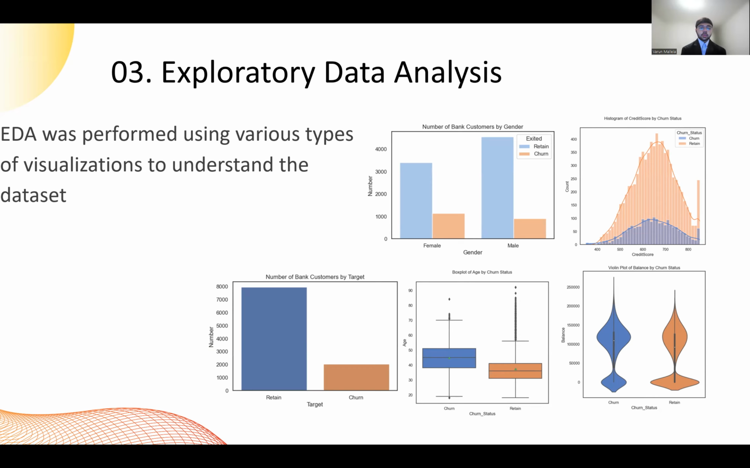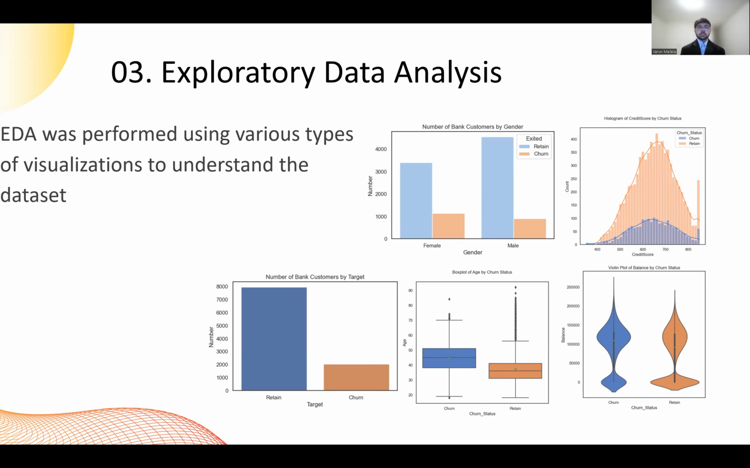You can see another bar graph here, which basically says that our dataset contains approximately 8,000 points of retained customers and around 2,000 points of non-retained, churned customers.